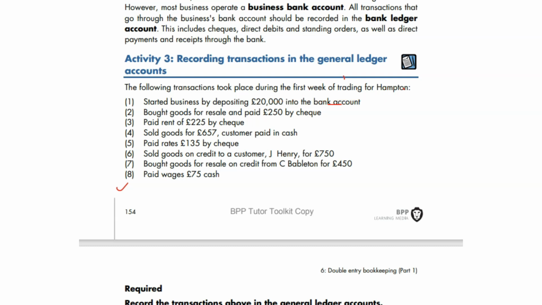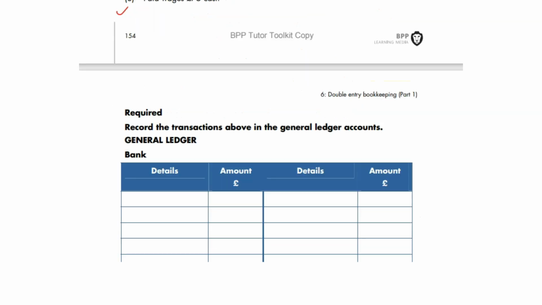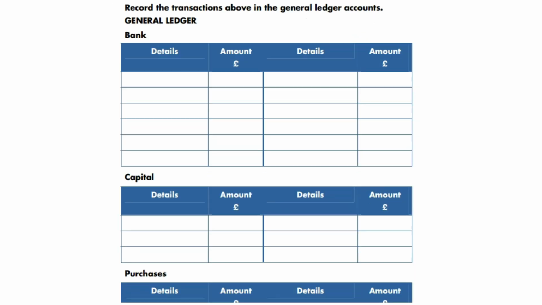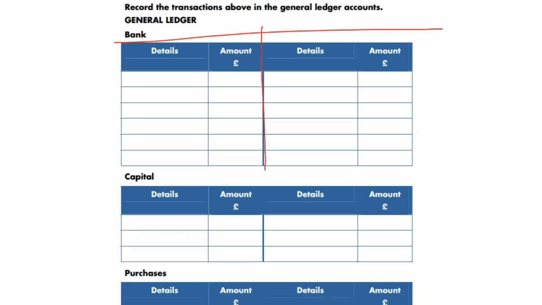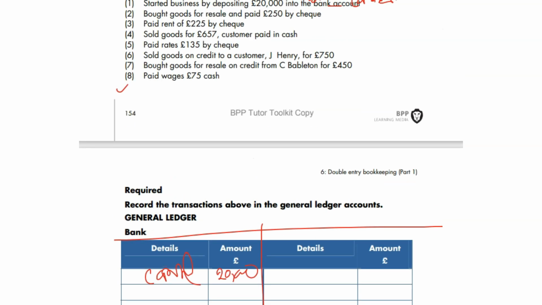Let's see. First week of trading of Hampton. Hampton is the owner, has introduced some money from his personal belongings. There's a capital. Capital is credit, and the business is getting money, bank account, debit. That is my double entry, first one. Let's straight away do it. Bank debit, capital credit, by 20,000. This is my bank account already being drawn. 20,000 bank debit, capital credit 20,000. In the detail, what do you write? Here you write capital. There, you write bank. Your first one is done.